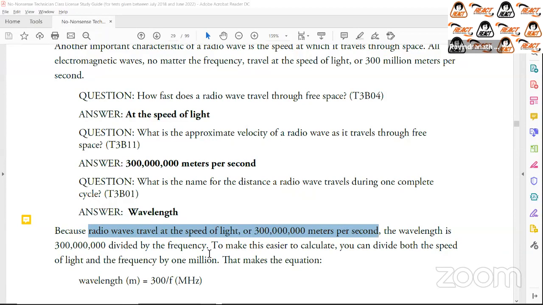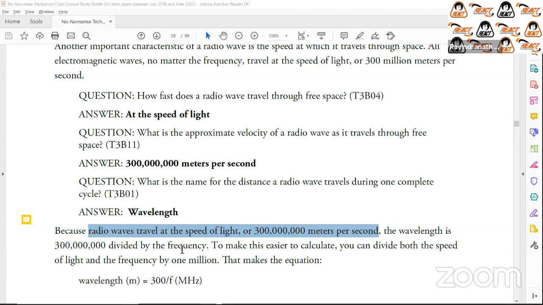The speed of light, 300 million meters per second. That's the speed of light. But when we are doing calculations, it will be easy for us to just divide everything by 1 million to make the numbers a little easier, right? That's the point that they're making here.